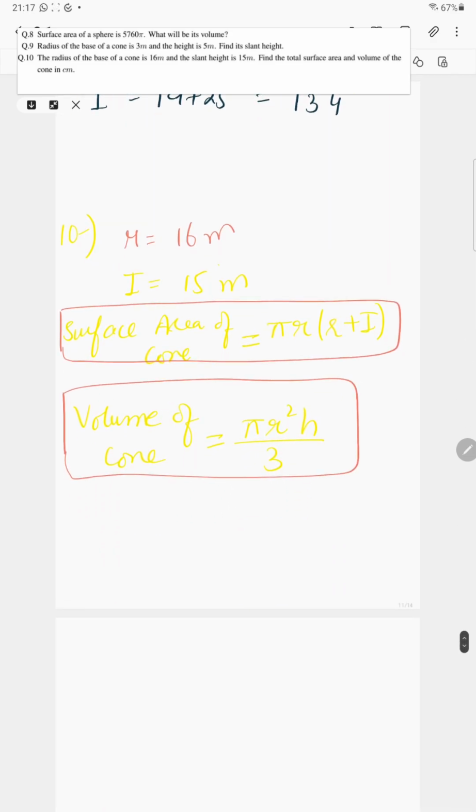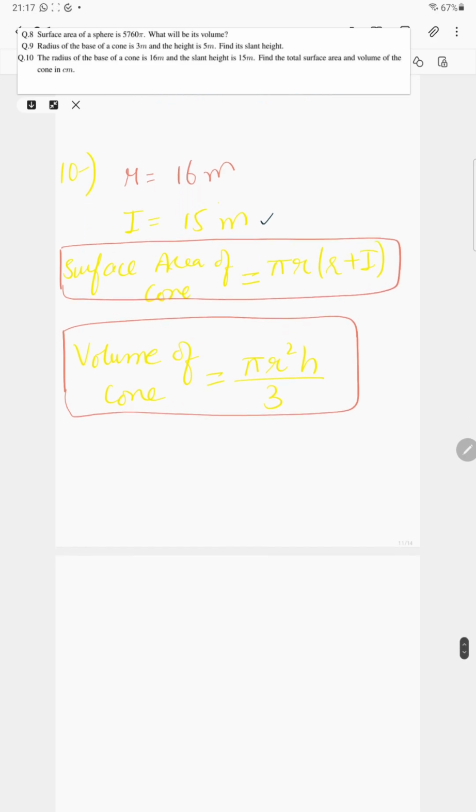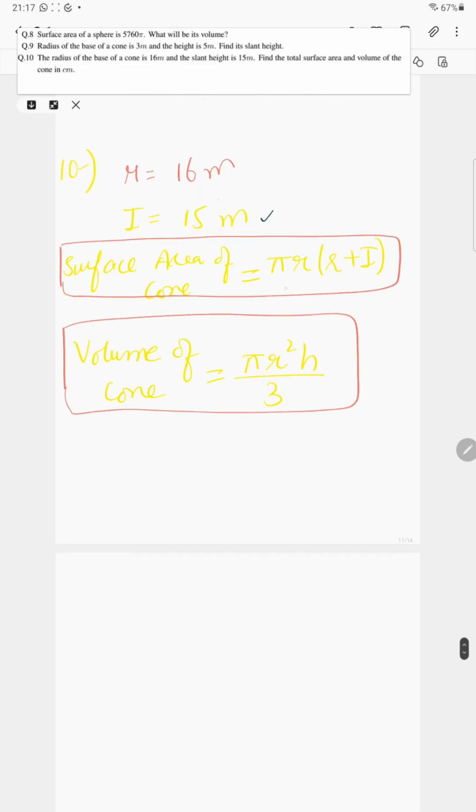Now the radius of the base of the cone is 16 meter and slant height is 15 meter. Find the total surface area and volume of the cone. Now we know the formula to find the surface area of the cone is pi r times (r plus l), and volume of the cone is pi r square h by 3.